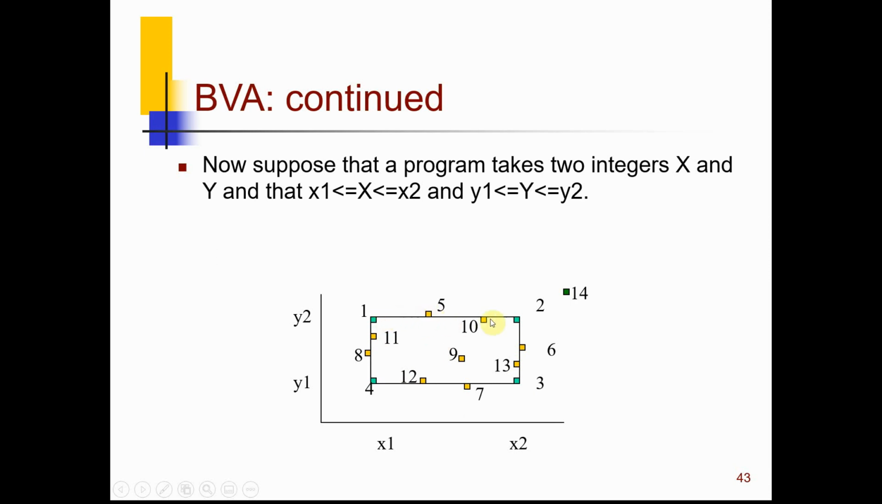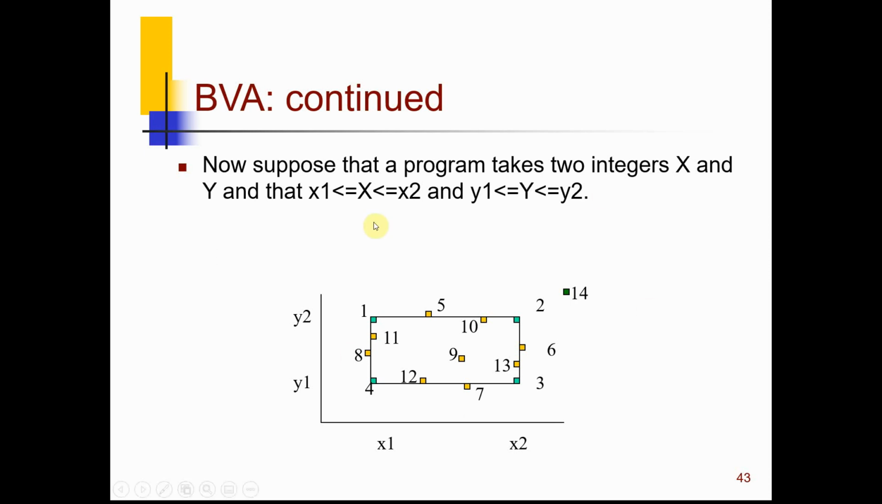We see 5 is outside the range. 5, 6, 7, 8 are all invalid data. Sometimes we want to choose invalid data to see what's going on. And 9 is the data within the boundary, so this one represents all the data within the boundary. If 9 passes, we assume that all data within the boundary should pass. 10, 11, 12, and 13 are on the edge. And 14 is the data way outside. So within the 14 data, we have 5 invalid and 9 valid data. This is how we choose data.